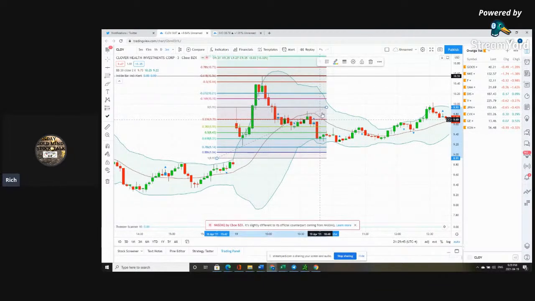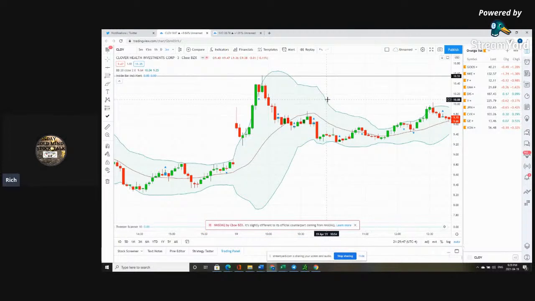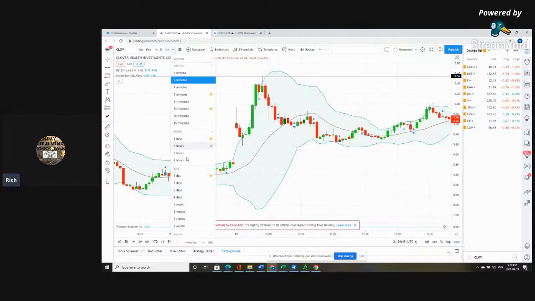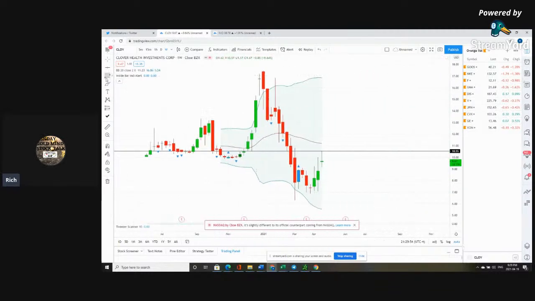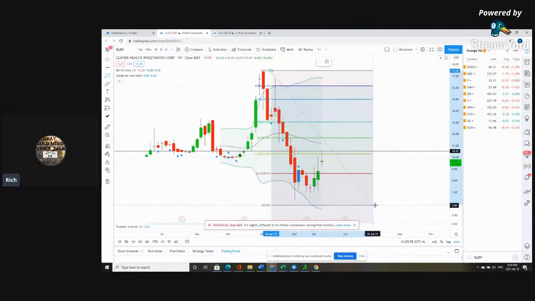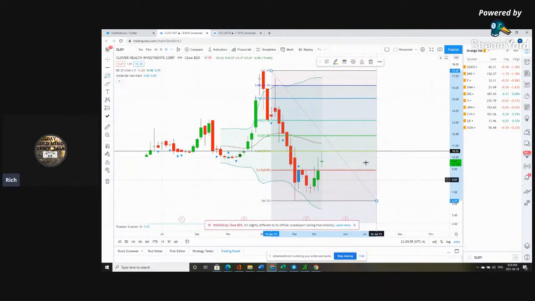But what I really was looking at for the short is going back to our analysis. If we go to the weekly, I'm going to draw Fibonacci from the high to the low. So we knew the 382 was right here above us.